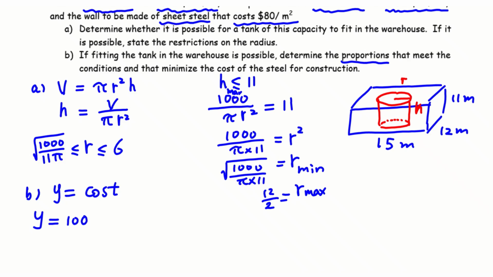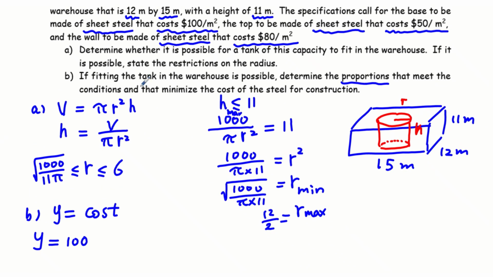So the $100 for the base. The base is just a circle, so it's 100 times pi r squared. This is our base. Then plus 50 for the top. So 50 times the top is pi r squared.